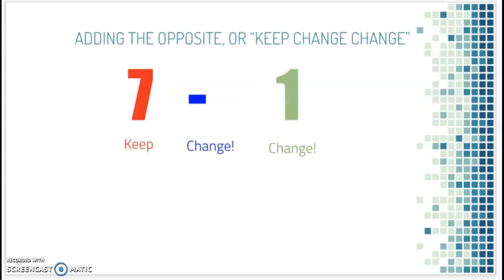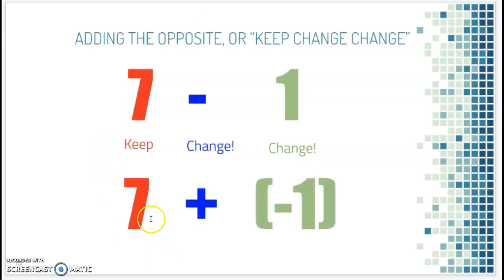All right, 7 minus 1. Okay, let's go back to first grade. We know that 7 minus 1 is 6, but that's not the point. It's not the answer. It's whether or not we can turn this subtraction into addition. So let's turn this subtraction statement into addition. Keep, change, change. If we were to plot this on a number line, you should end up at positive 6.